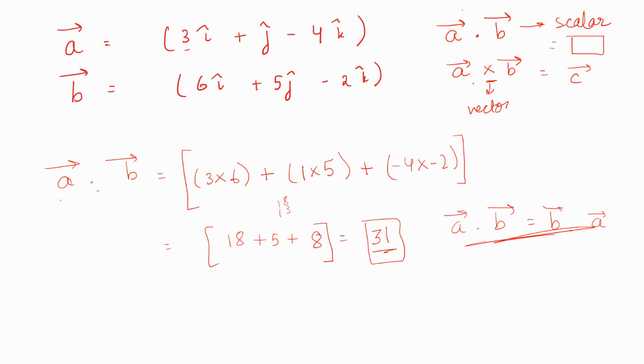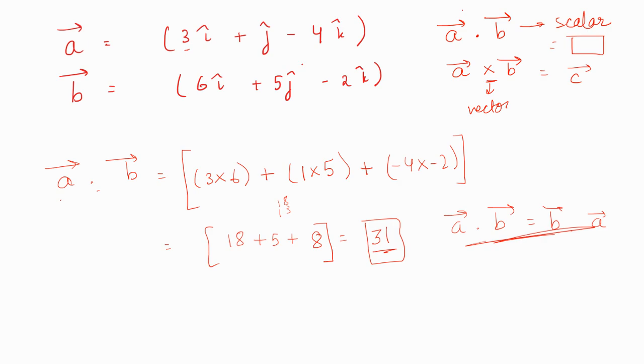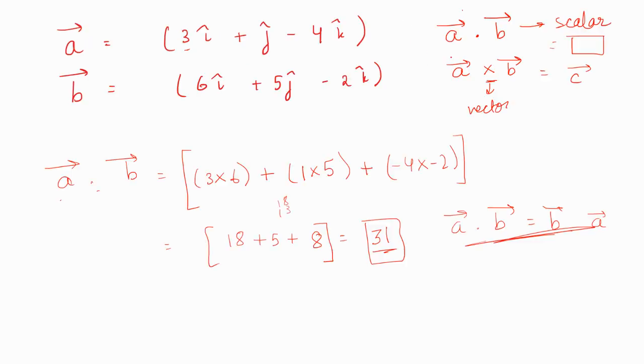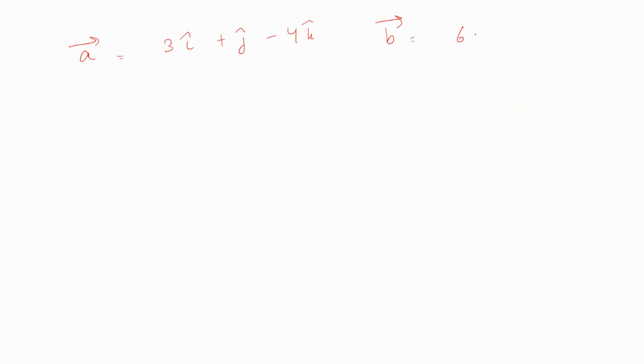This does not hold in the case of cross product. So now I'm going to show you the cross product. Let me write down the vectors again. There was 3 i cap plus j cap minus 4 k cap, and then we also had the b vector, which was 6, 5, minus 2, so 6 i cap plus 5 j cap minus 2 k cap.